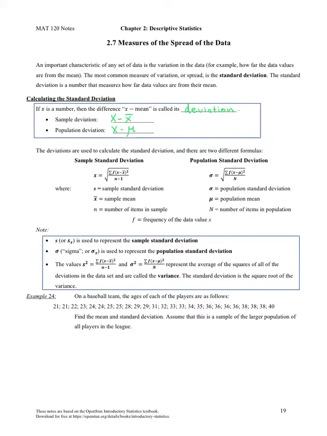Although I'll start out the first example using these formulas, we will be using our graphing calculator to compute the standard deviation. Let's consider example 24 with the ages of each player on a baseball team. We're asked to find the mean and the standard deviation. So we've done mean many times now.